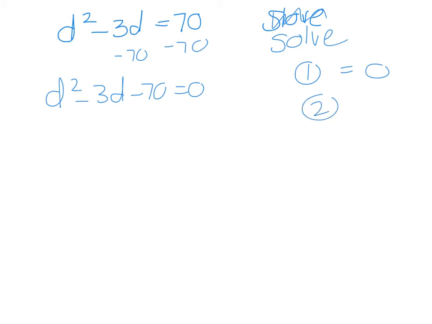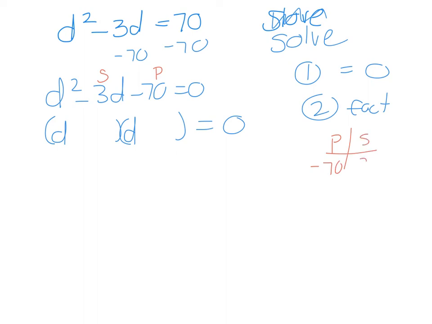Step 2 is to factor. There's no GCF, there are 3 terms, so I'm factoring a trinomial. I have d and I have d, and I need my product and sum. The product of the two numbers is negative 70. The sum of the numbers is 3. So I start thinking about the things that multiply to be 70. 7 times 10 is going to work. It's got to come out to be negative 70 and a positive 3.